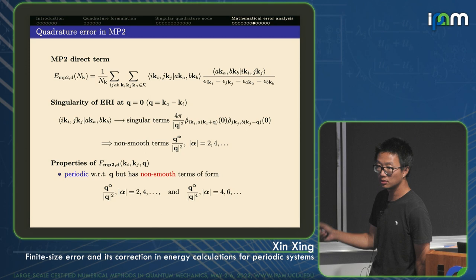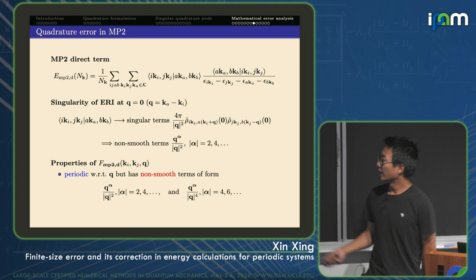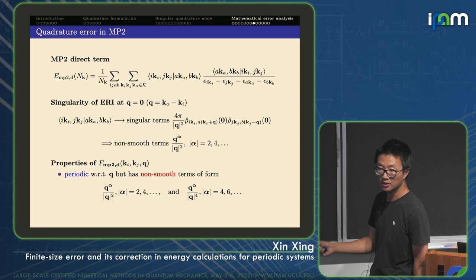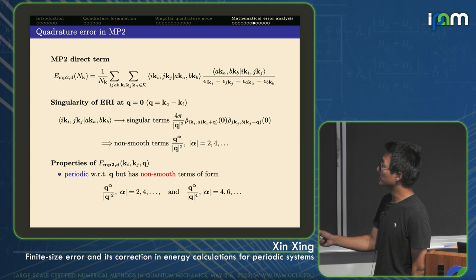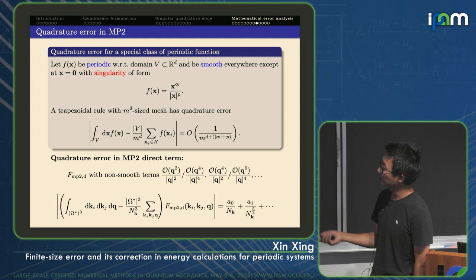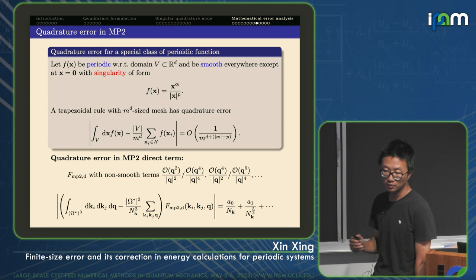There is no 1 over q squared term in the MP2 calculation due to the orthogonality of occupied and virtual orbitals. And if we multiply these two ERIs, then we will get two forms of long smoothness. One is a q^alpha divided by q squared from one ERI. Another one is a q^alpha divided by q fourth from the product of long smooth terms from both ERIs. We can still apply the same theoretical result and see that the quadrature error from these long smooth terms should be of scale 1 over N and 1 over N to the 5/3 and so on.